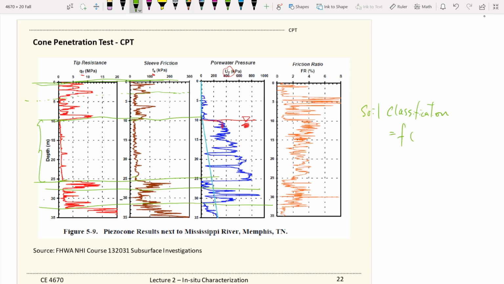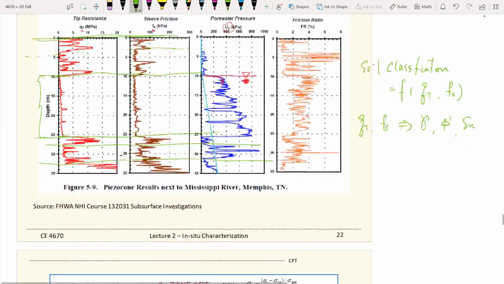It is a function of those parameters that we are getting, and also other soil strength parameters. So the q sub t, the tip resistance, and also the side friction can give you the parameters you need, like unit weight of soils, soil friction angles, and undrained shear strength. So soil friction angle for sand and undrained shear strength for clay. So we can do this.